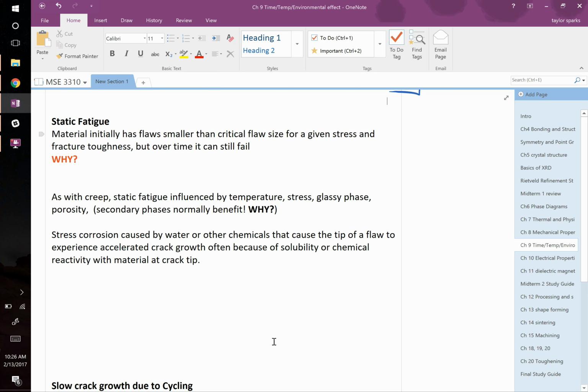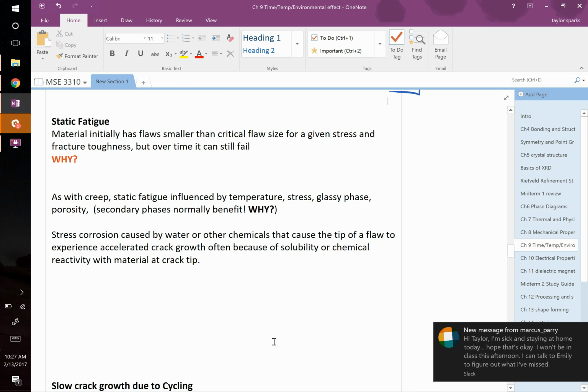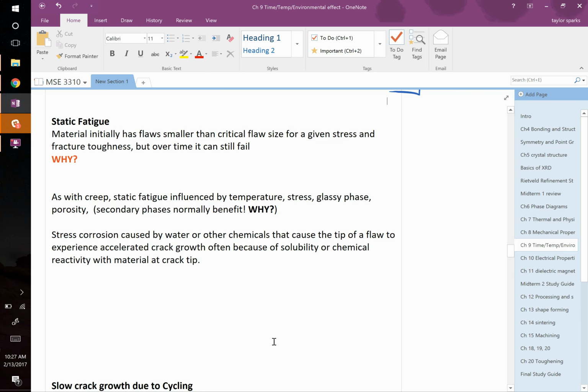And a specific type of static fatigue that we should be aware of in ceramics is stress corrosion by water. This is fascinating. Stress corrosion by water, it can be other chemicals, but water's everywhere, so it happens all the time. It causes the tip of a flaw, so maybe like your surface crack had a really sharp flaw, to experience accelerated crack growth because it dissolves, right? The solubility or the chemical reactivity with some material at the crack tip causes it to dissolve faster. So basically you had this.